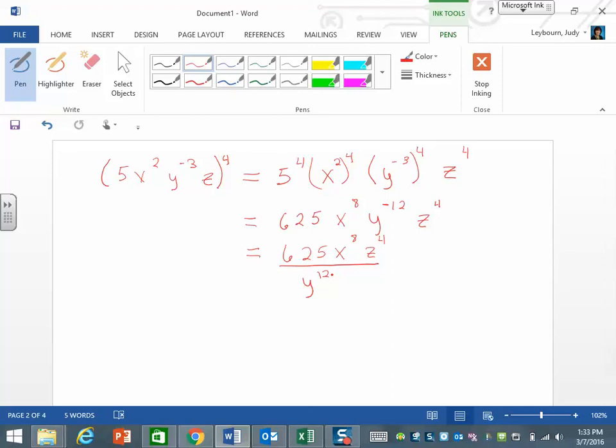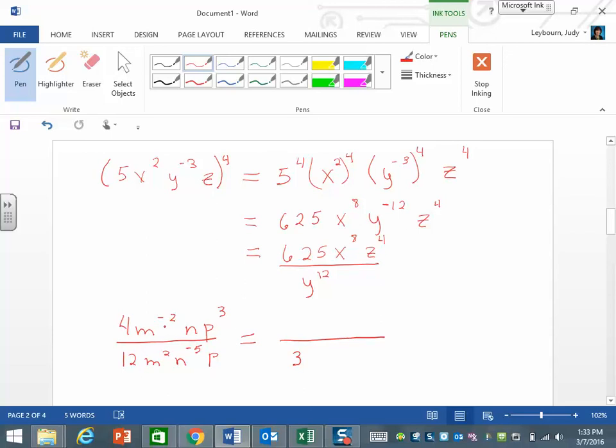I'll do one more with you, and that is 4m to the -2nd n p cubed divided by 12m squared n to the -5th p. So again, I could start to do my division, well, 4 divided by 12 is 1/3. I don't need to write the 1. M to the negative second divided by m to the second.